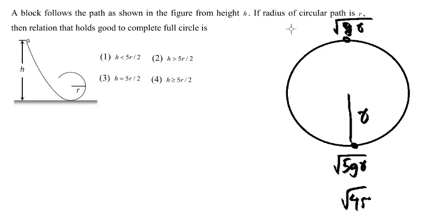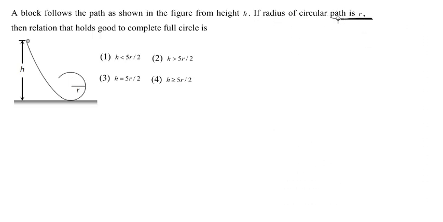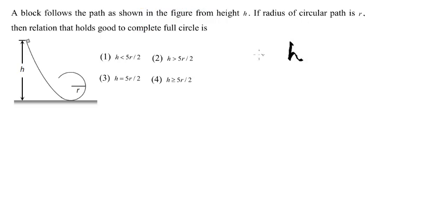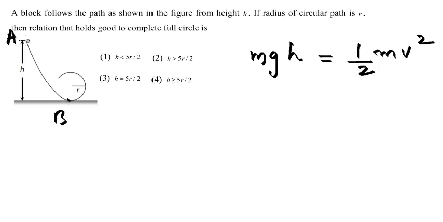Now the second thing is, if a particle falls downward, it loses potential energy and it gains kinetic energy. If a particle falls from a height h, then the initial potential energy will be mgh, and when it reaches the bottom, this will be converted into kinetic energy, half mv square. So here you have to apply this concept from A to B, as it is following a curved path.